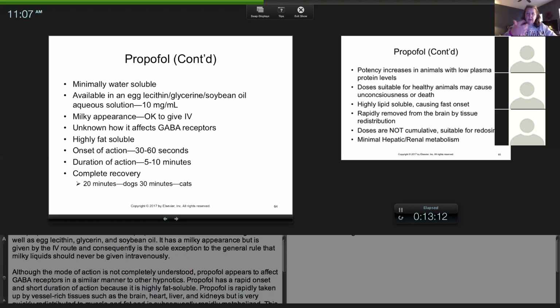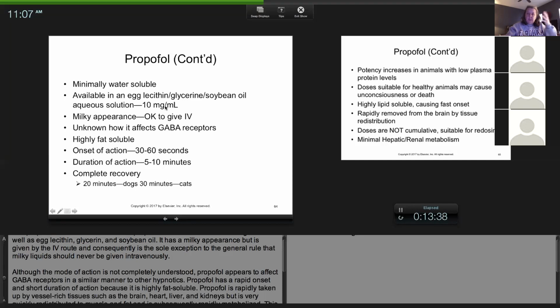It's white. Actually, they say in people, because they use propofol a lot in people, if you have an allergy to eggs, you have to let them know, because you can react to this egg base in the drug. It comes as a 10 mg per mL solution, which is pretty universal. And even though it's milky, it's okay to give IV.